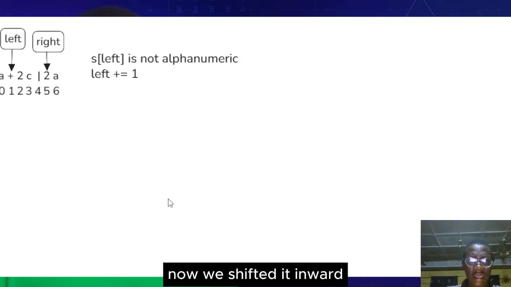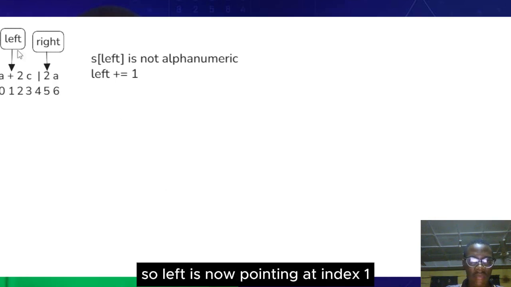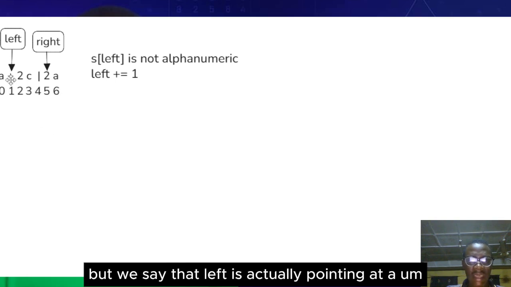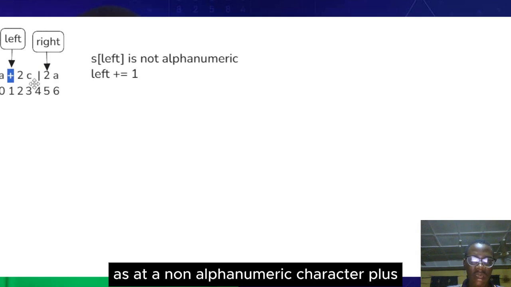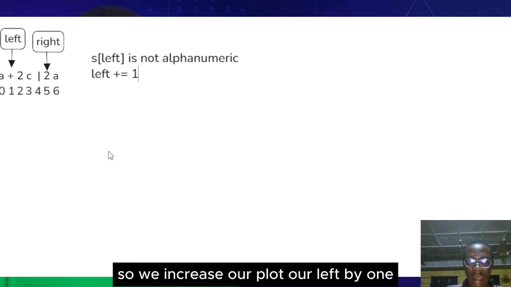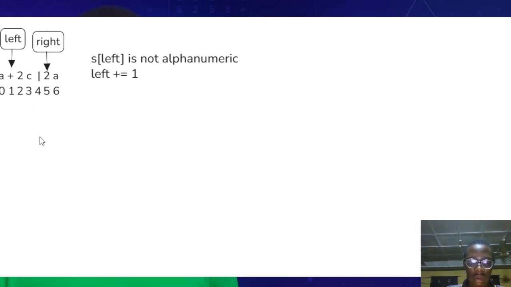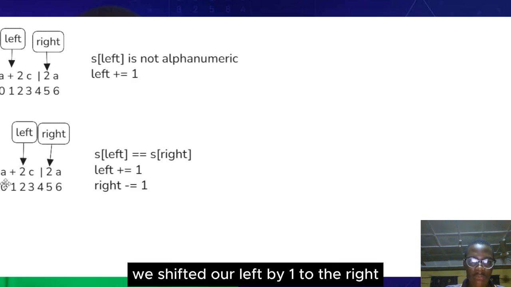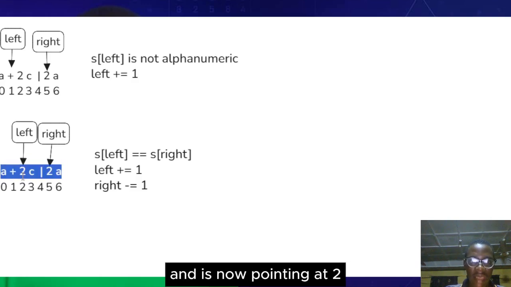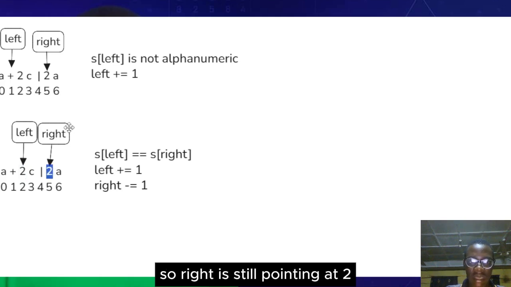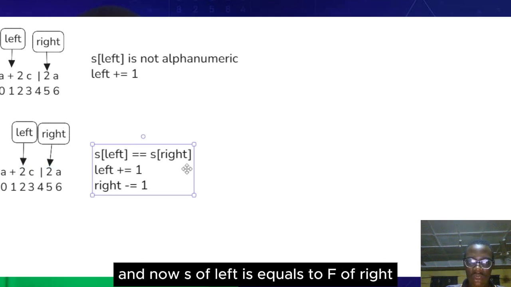Now we shifted them inward. So left is now pointing at index 1, right is now pointing at index 6. But left is actually pointing at a non-alphanumeric character, plus. So s of left is not alphanumeric, so we increase our left by 1. At this point we shifted our left by 1 to the right and it is now pointing at 2, which is an alphanumeric character. Right is still pointing at 2, and now s of left is equal to s of right.